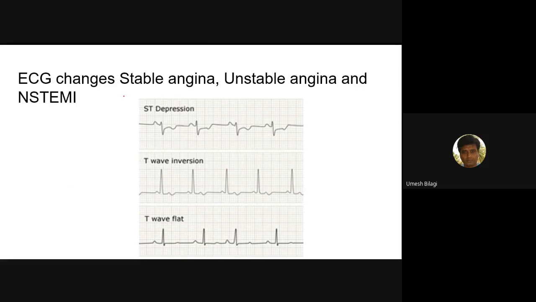So the ECG changes in stable angina, unstable angina, and NSTEMI are all more or less similar. Only it is a clinical differentiation. You can see there is ST depression here, and there could be T wave inversions like this, or the T wave has become flatter. Hardly can you see the T wave.